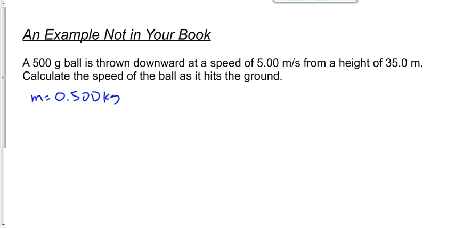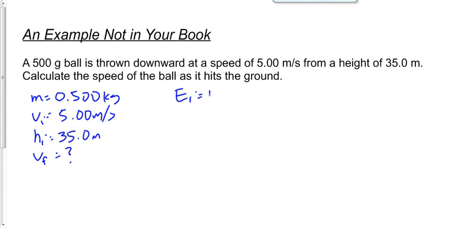We're going to say the initial speed is 5.00 meters per second. We don't know what direction that is, so we'll just make it speed, not velocity. The height is 35 meters. That's the initial height, 35.0 meters. And we want to find the speed as it reaches the ground. In other words, we want to find VF. If we're going to solve this using conservation of mechanical energy, then we'll say EI equals EF.